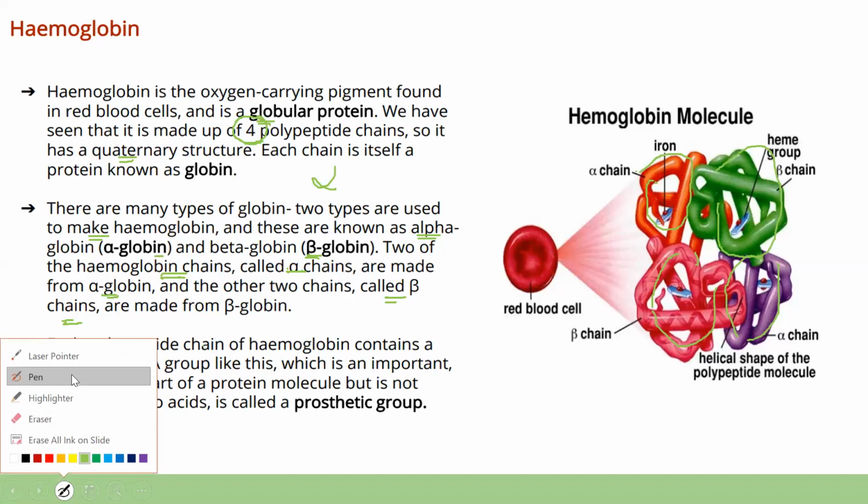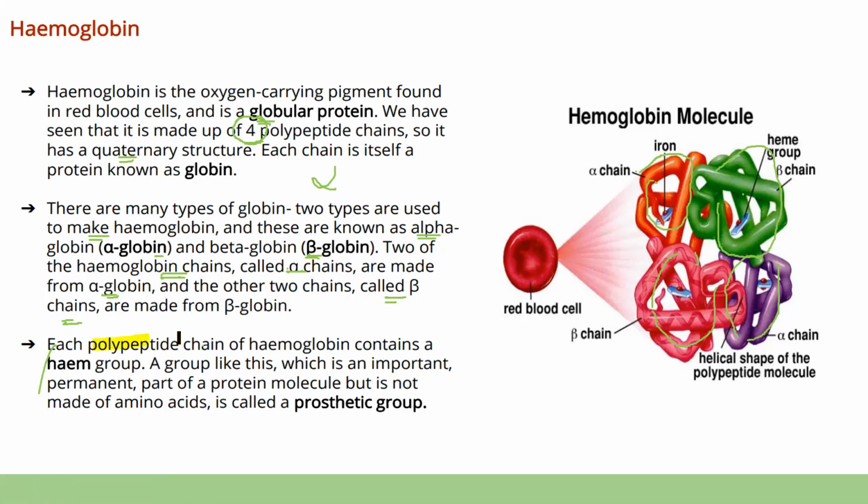ठीक है? Okay then. Each polypeptide chain of hemoglobin contains a heme group. ठीक है? So the polypeptide chain has this heme group. A group like this, which is an important permanent part of the protein molecule, but is not made of amino acids, is called a prosthetic group.